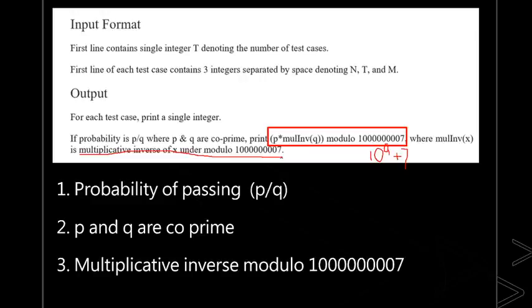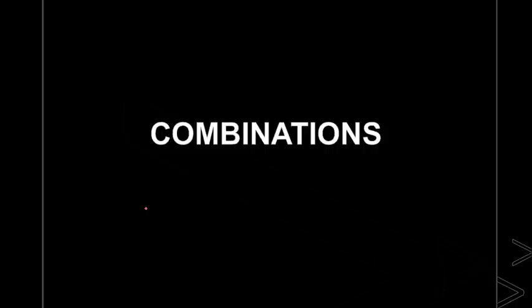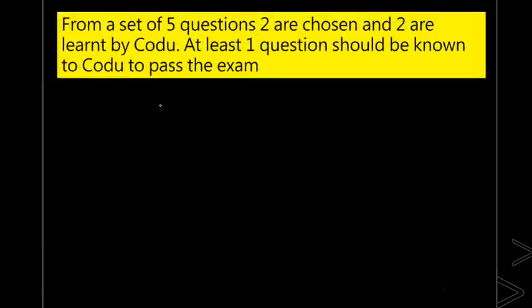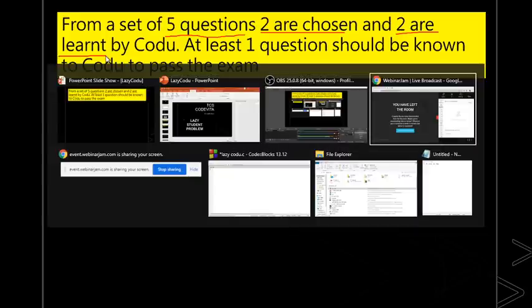To find the probability, we need combinations. I already explained that. From combinations only, we'll find the probability. So we'll focus on the questions now. First, I'm going to find the combination. Consider the same sample data: from a set of 5 questions, 2 questions are chosen and 2 are learnt. I'll parallelly add it inside the program part also.